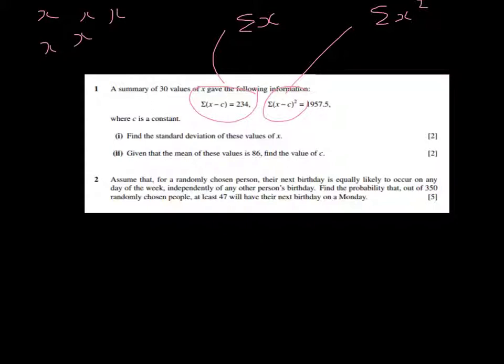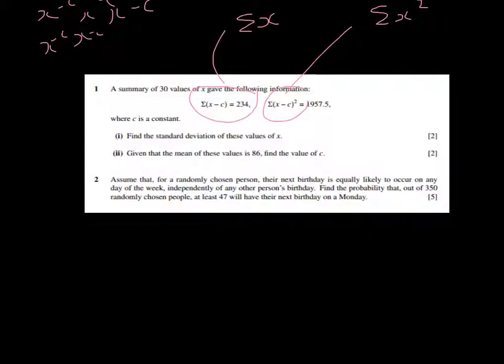Okay, so question 1 is one of these questions that involves using the formulas for standard deviation and for the mean to find out other standard deviations and so forth. The important thing when you first look at this formula is that this is just a fancy way of doing the sum of x, and this is just a fancy way of doing the sum of x squared. All that minus c is telling you is that each value, x1, x2, x3, all of them, has had c taken away before adding them up. But it is just sum of x and sum of x squared. And you can see those in the formula.